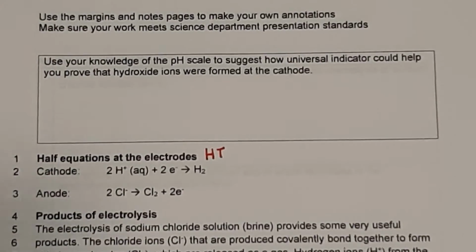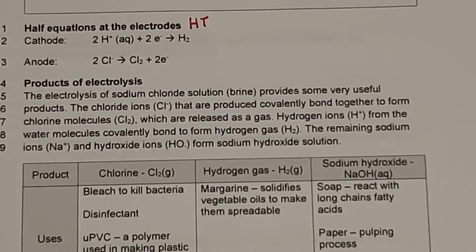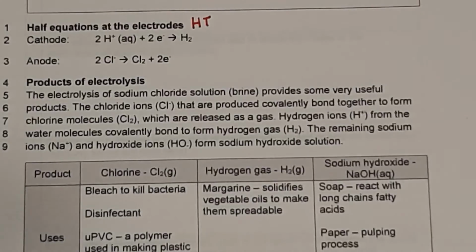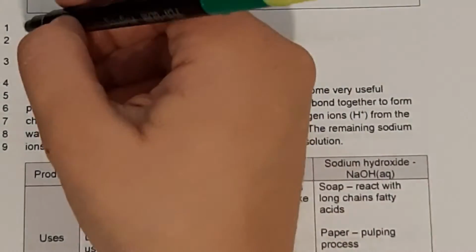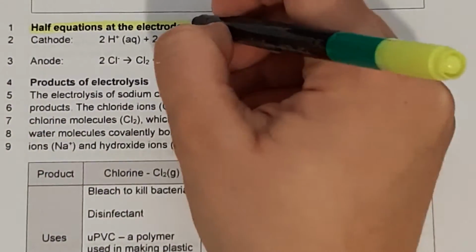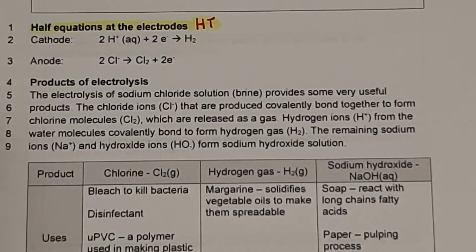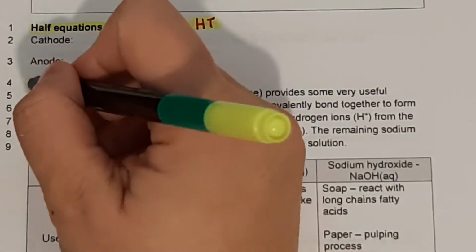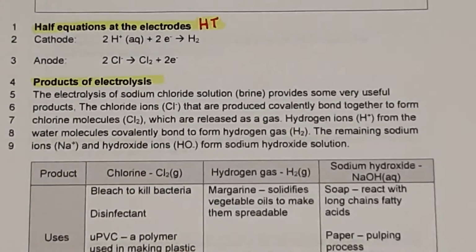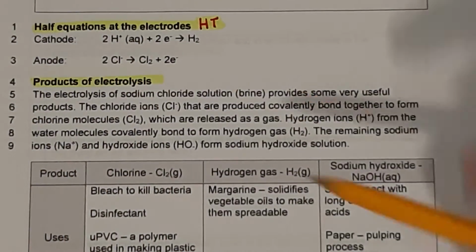Now we're on page 30 here, and we're going to go down until we get to half equations at the electrodes. Now this is higher tier content. If you are a foundation student, you're just going to move on to where in the video we get to the products of electrolysis. Higher tier students, just going to cover this please.